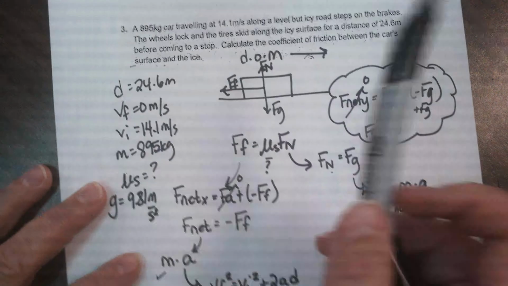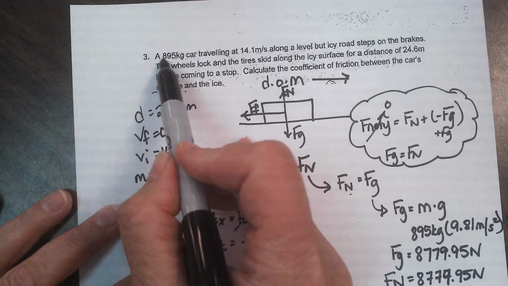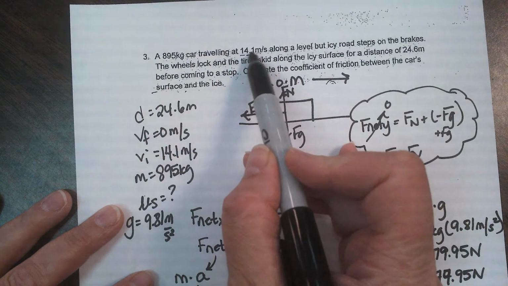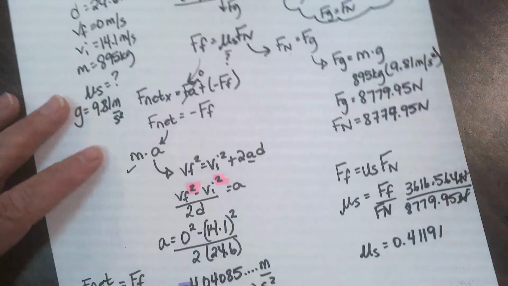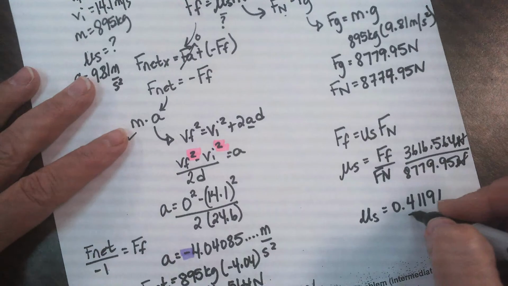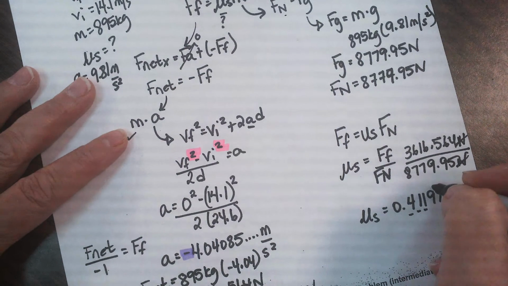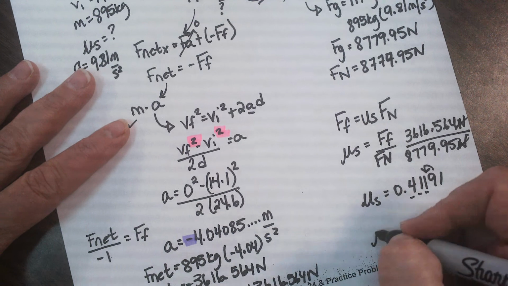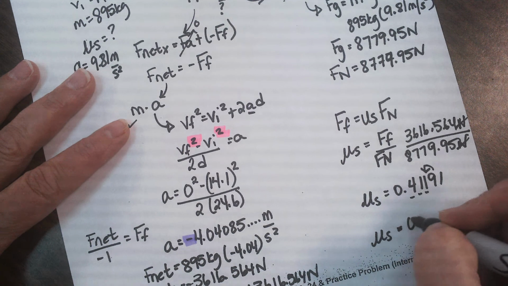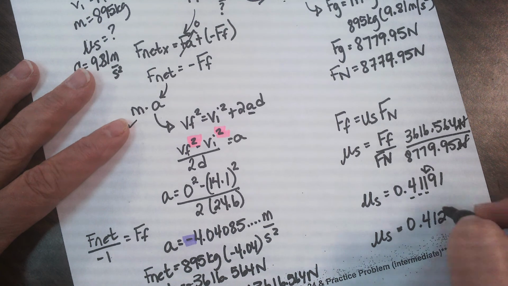I go back to the question and I see 1, 2, 3, 1, 2, 3, 1, 2, 3. And because it's all multiplication and division, the 3 significant digits will have an influence on that. So US is 0.412.